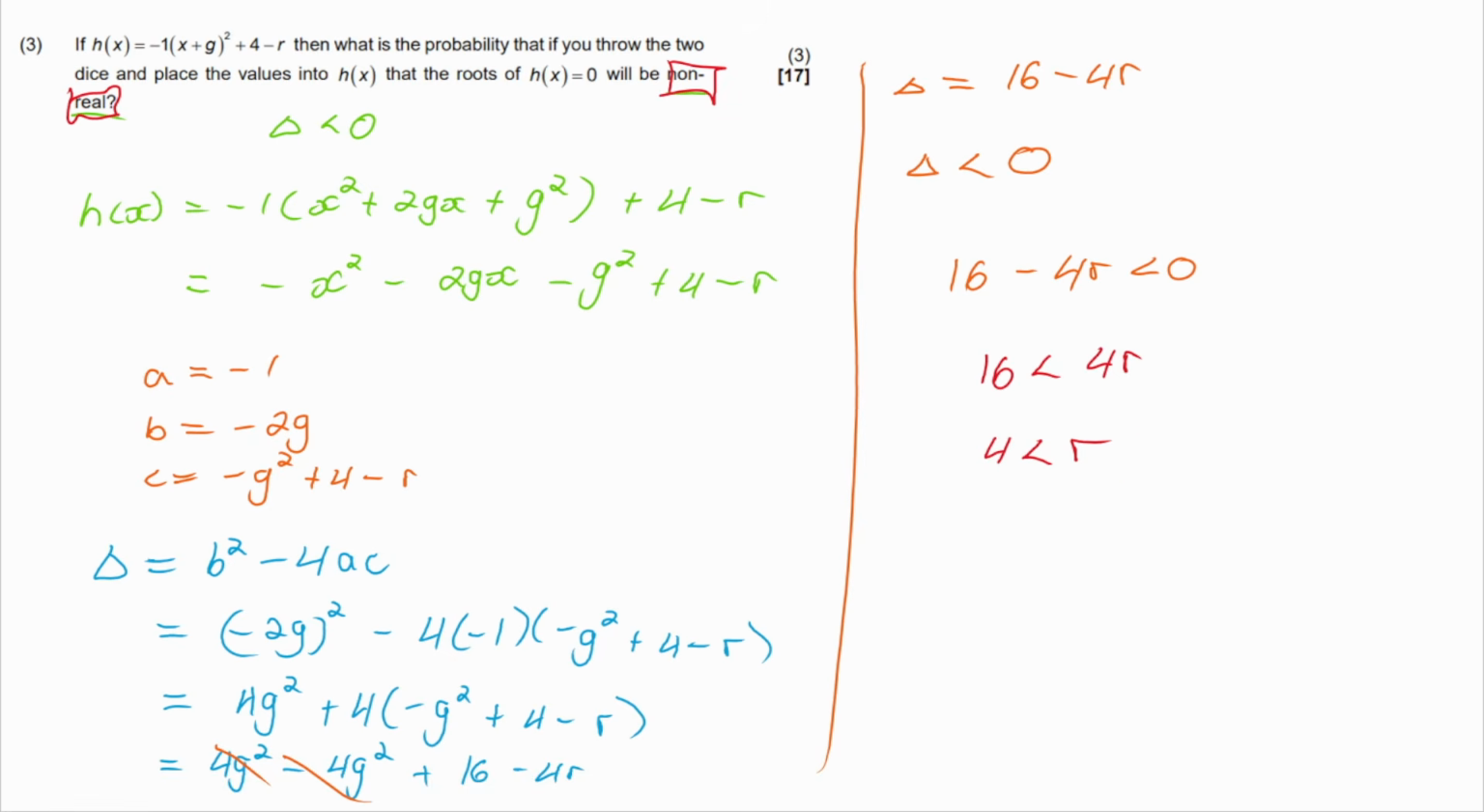So remember, r is a roll of a dice. So what numbers are bigger than 4 on a dice, right? 5 and 6. So the probability there is just 2 over 6, which is 1 over 3.